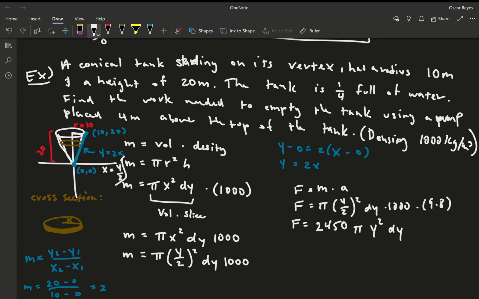Well, it's asking us for the work that needs to be done. So the work equals force times displacement.